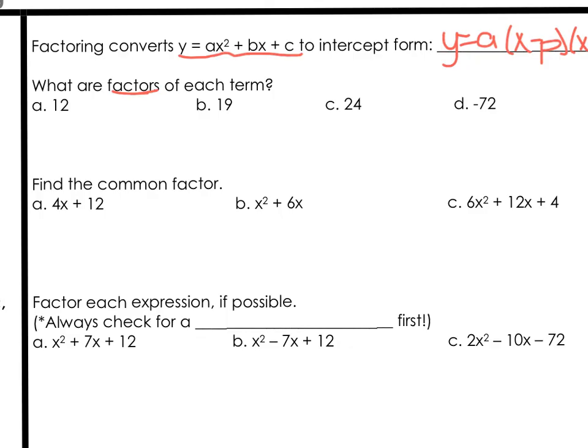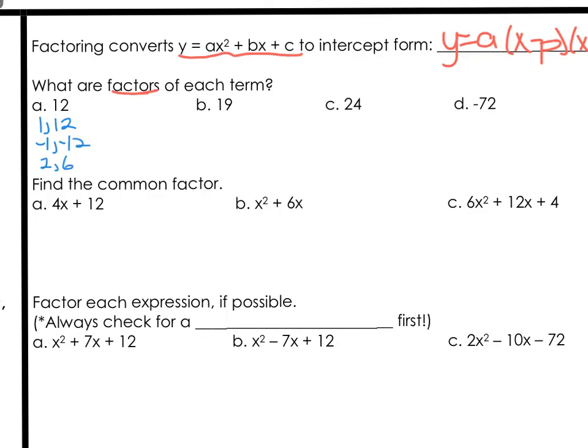So here's what I mean about positive and negative options. It says what are the factors of each term? And our first option is 12. Now there's lots of numbers that go into 12. And if I just start with the lowest factor first, I know that 1 times 12 would equal 12. But so would negative 1 times negative 12. That is a pair of factors.